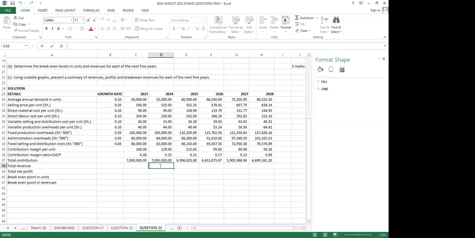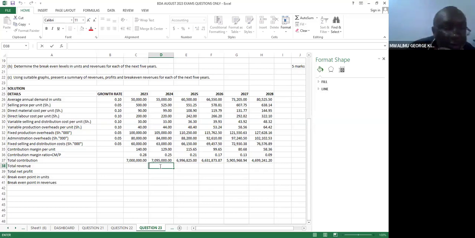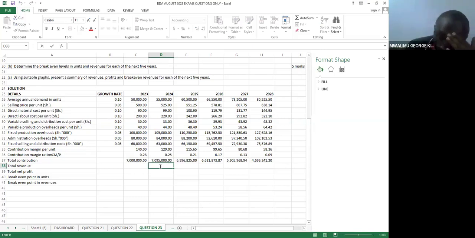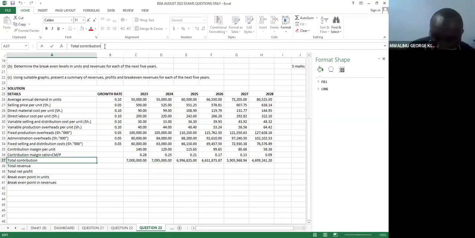Is that fine, Mwalimu? I am lost. In computing the contribution margin ratio, computing the total contribution. Okay, so total contribution, if I come back here I will add to the narration, it is the contribution margin times units.